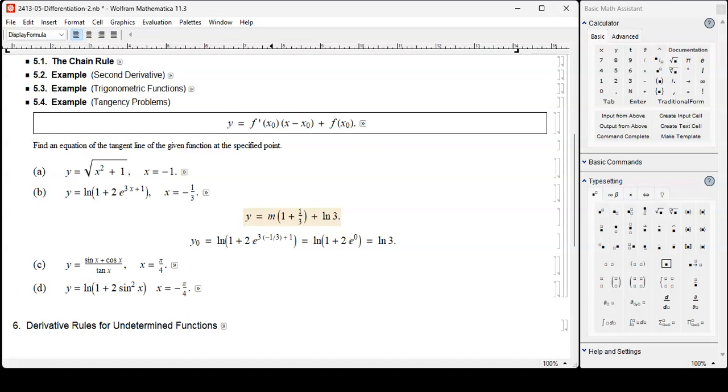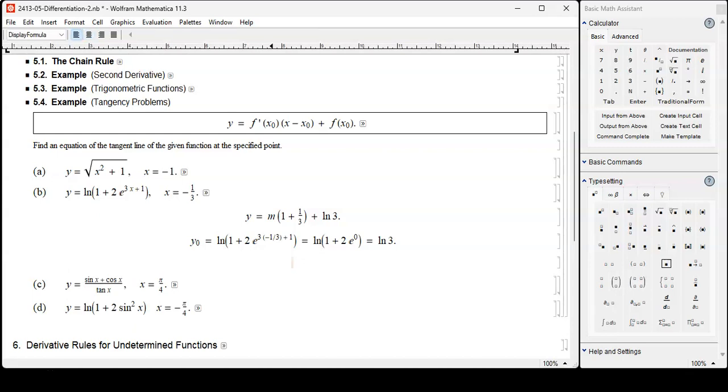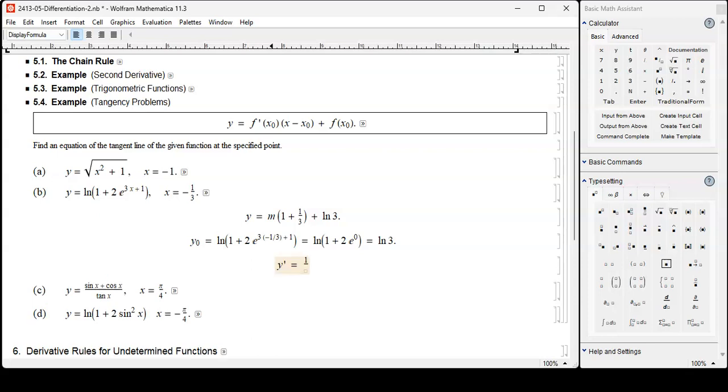How about m? Take the derivative and then plug in -1/3. That's going to give you a slope. Remember that? The derivative function is a function. What you want is a slope, and that's the value of the derivative function, so you have to plug in. So y prime is, let's see, it's a log function, 1 over whatever is inside.